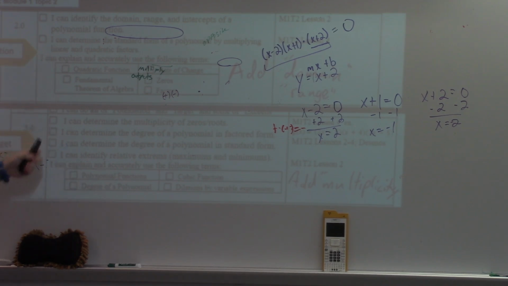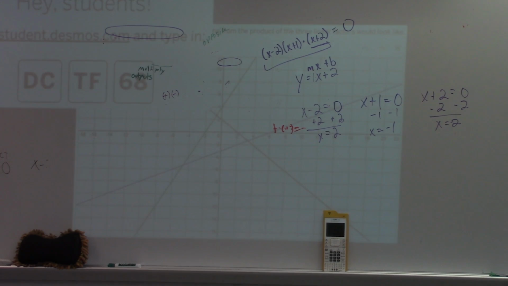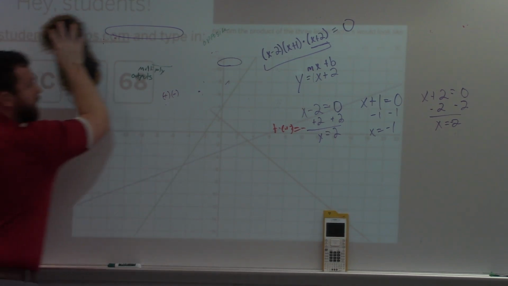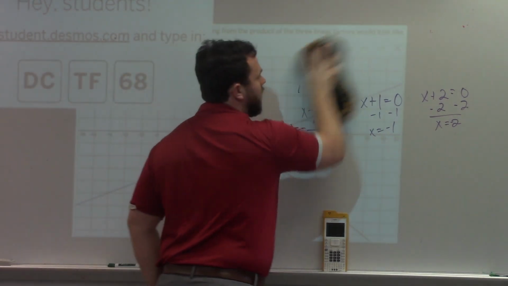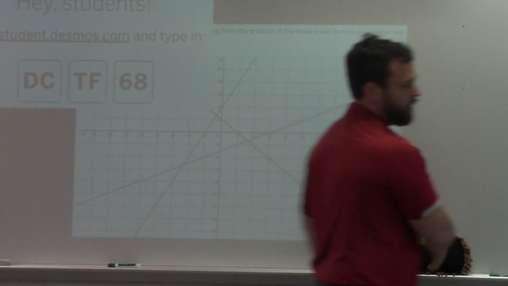We're going to talk more about degree in a second, multiplicity as well. So pretty much all of this proficiency scale is what we're doing today. But y'all need to finish the Desmos activity. I got to speed things up, so I'm not actually going to have y'all log on to Desmos. Here's what we're going to do.